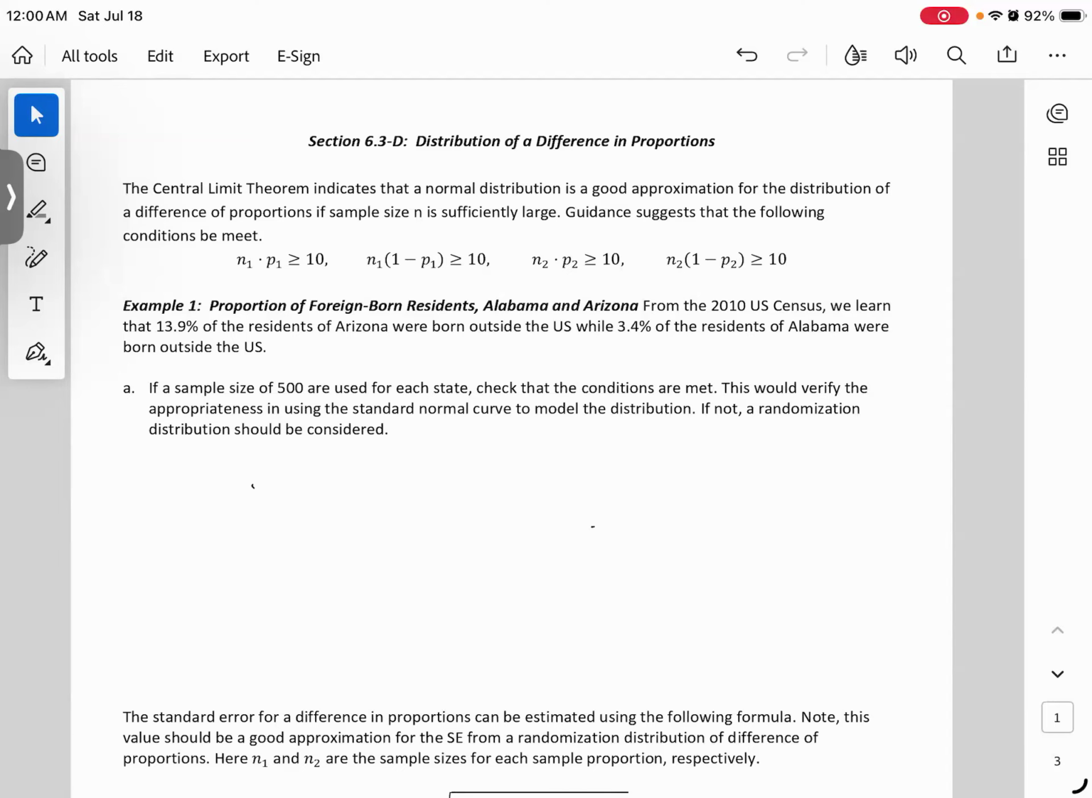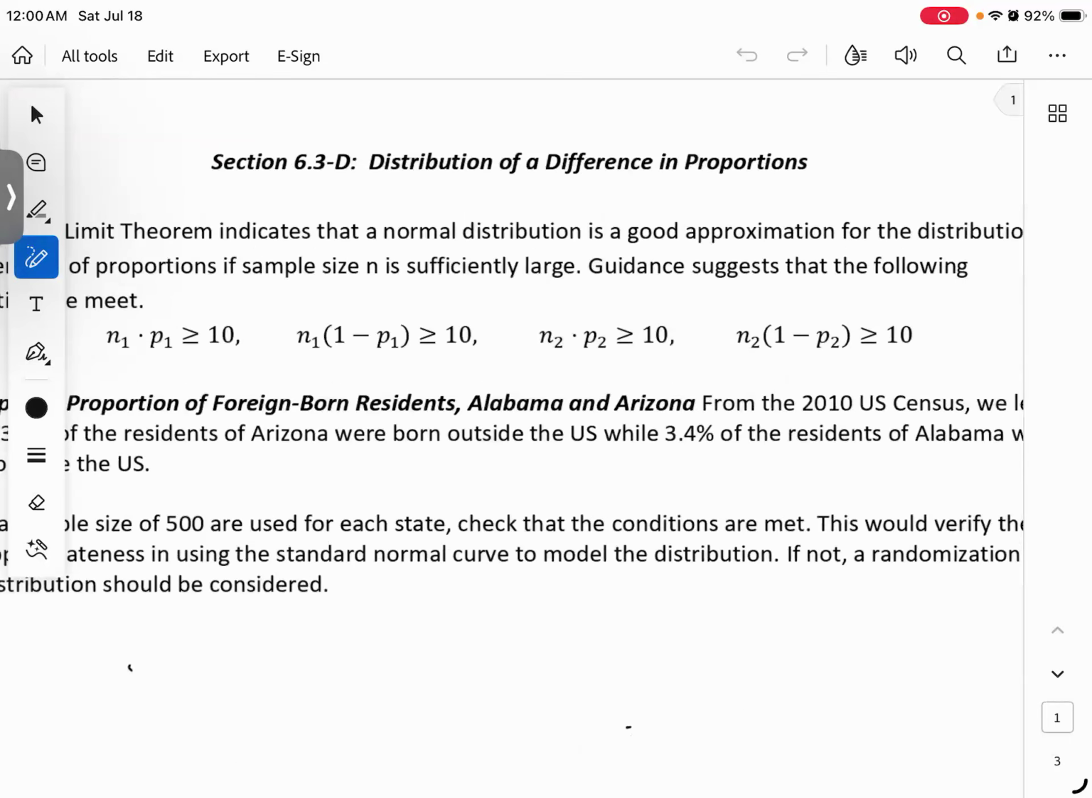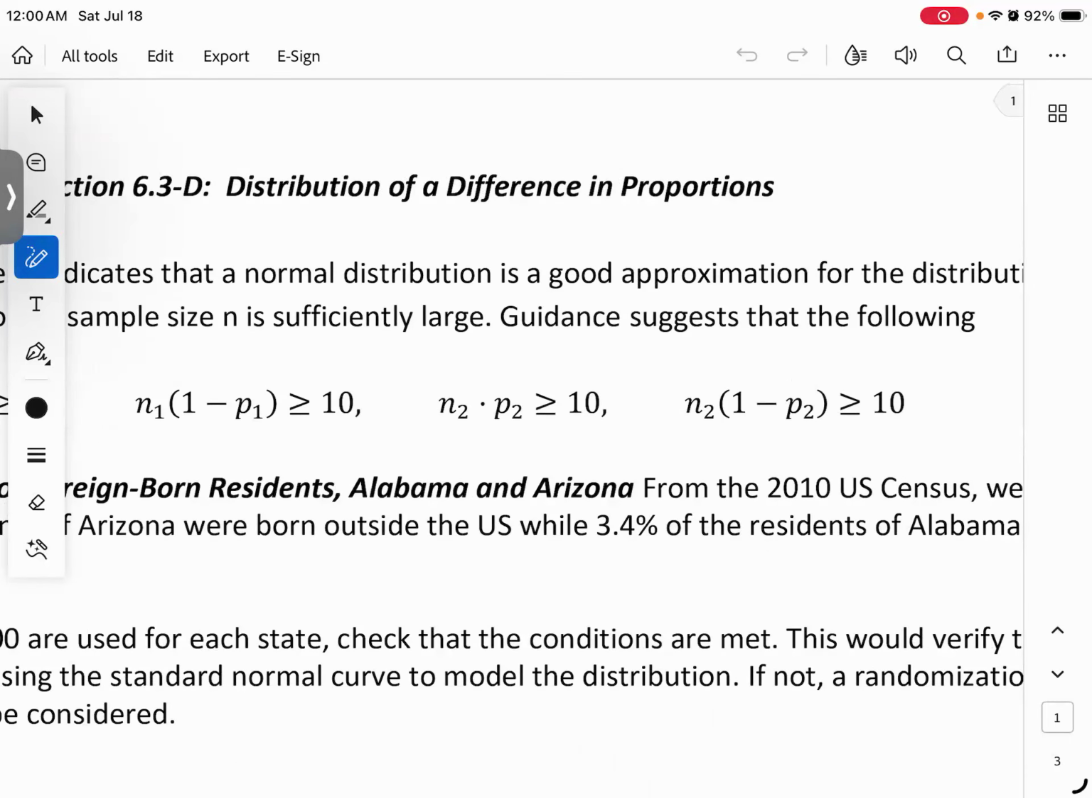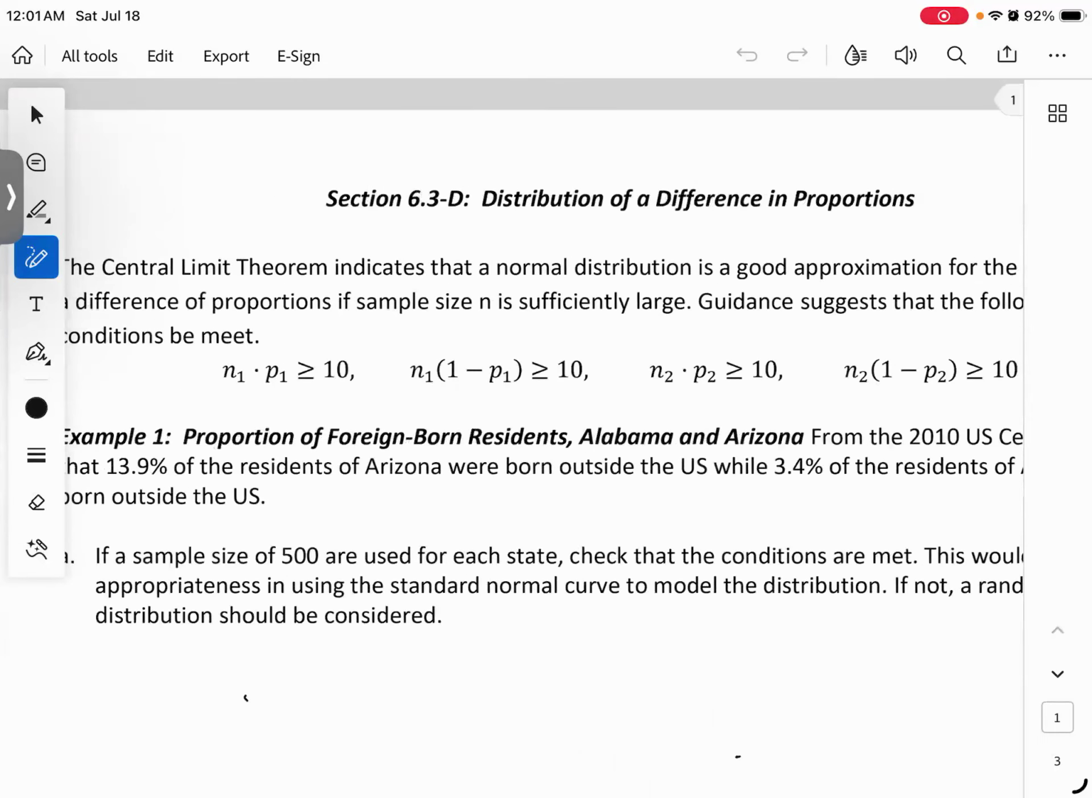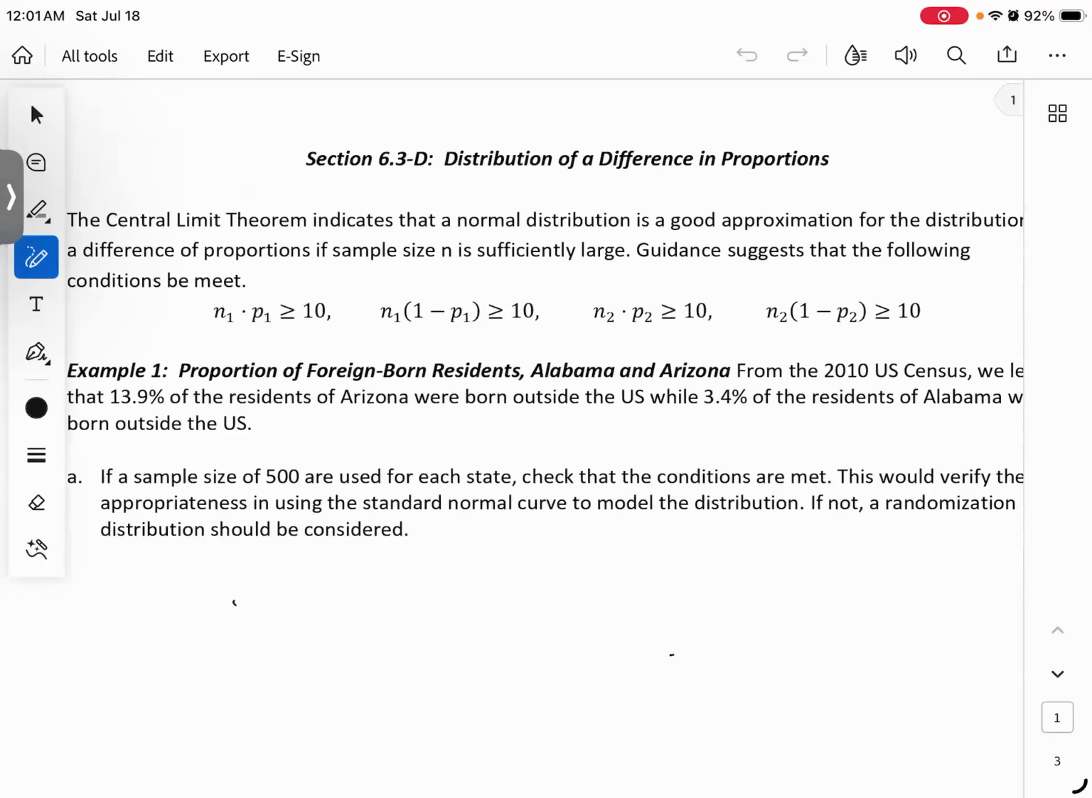6.3 is a continuation of 6.1 in that it also deals with proportions. The difference is now we're going to have two different groups. What does that mean in terms of being able to use the normal distribution? Remember in 6.1, there were just two conditions to check.